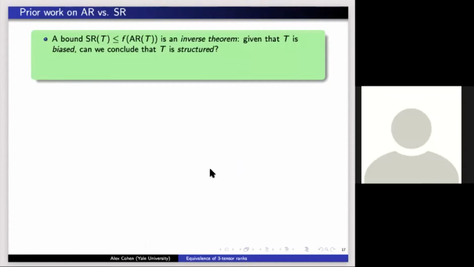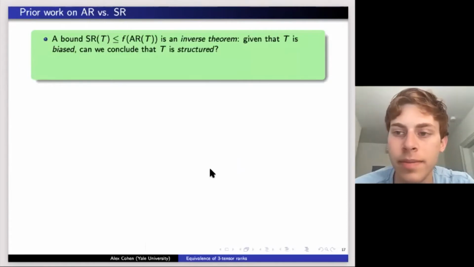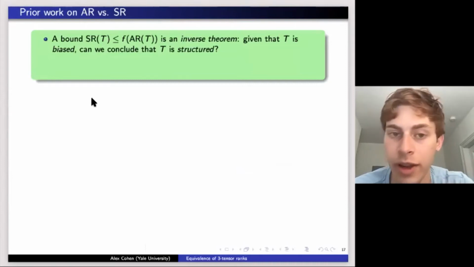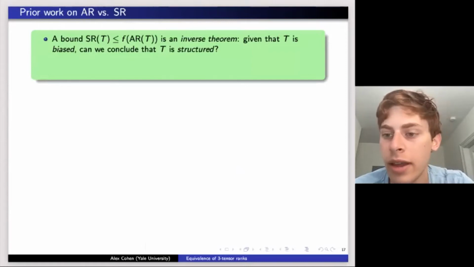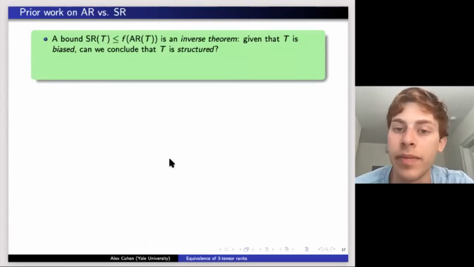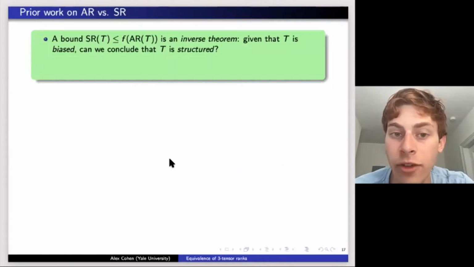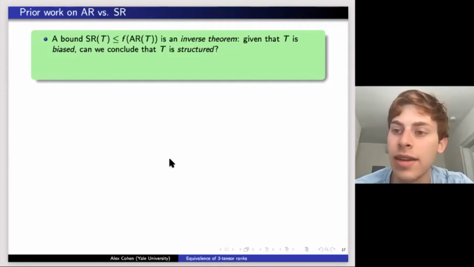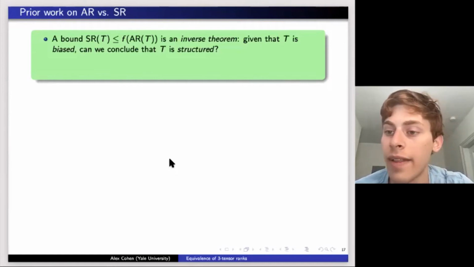Okay. So people have been working in the past on how slice rank and analytic rank relate to each other. People were actually talking about this even before slice rank was literally written down. A bound for slice rank in terms of analytic rank fits the prototype of an inverse theorem. If the analytic rank of T is small, that means T is biased, and the question is, given that T has some bias, can we conclude that it's structured? Can we explain that bias by decomposing T into a few highly structured parts?